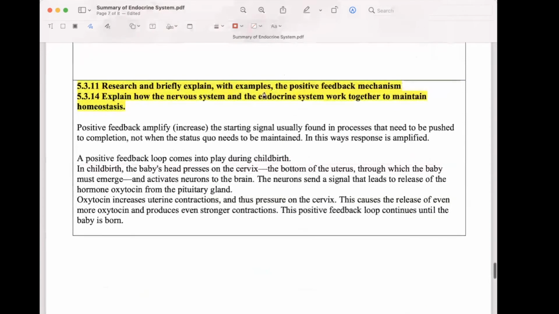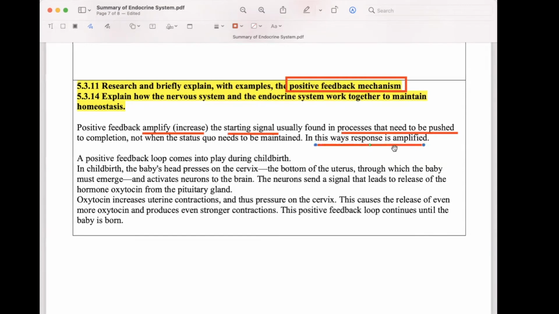Research and briefly explain with examples the positive feedback mechanism. The positive feedback mechanism is opposite to negative feedback. Negative feedback brings things back to homeostasis, back to normal, but positive feedback increases the signal and makes it faster, makes it worse. Okay, and in this way the response is amplified.